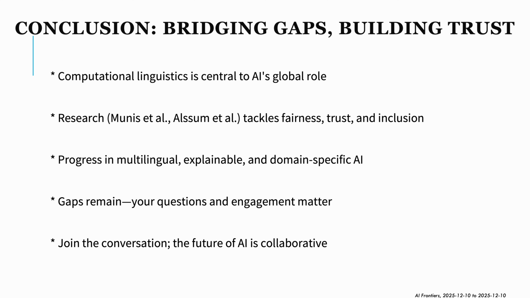In summary, computational linguistics now stands at the center of AI's global evolution. Research by Muniz et al., Alsum et al., and others directly addresses issues of fairness, trust, and inclusion. Significant progress has been made in multilingual, explainable, and domain-specific AI. Nonetheless, important gaps remain. Engagement and inquiry from the broader community are essential. Participation in the evolving conversation is encouraged, as the future of AI is shaped collaboratively.